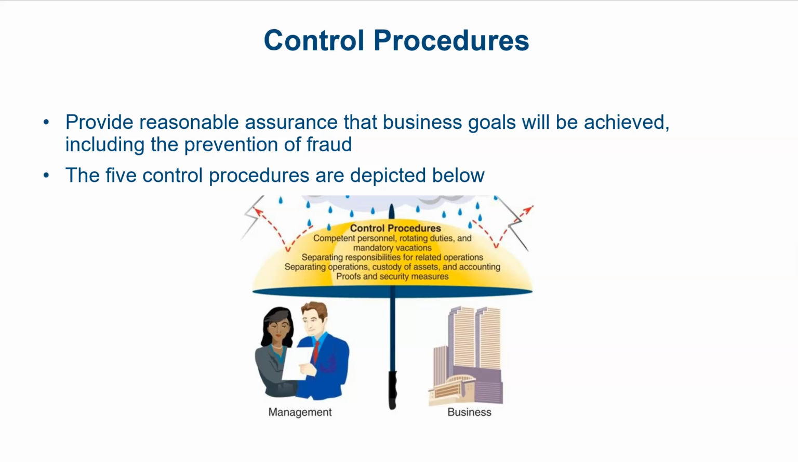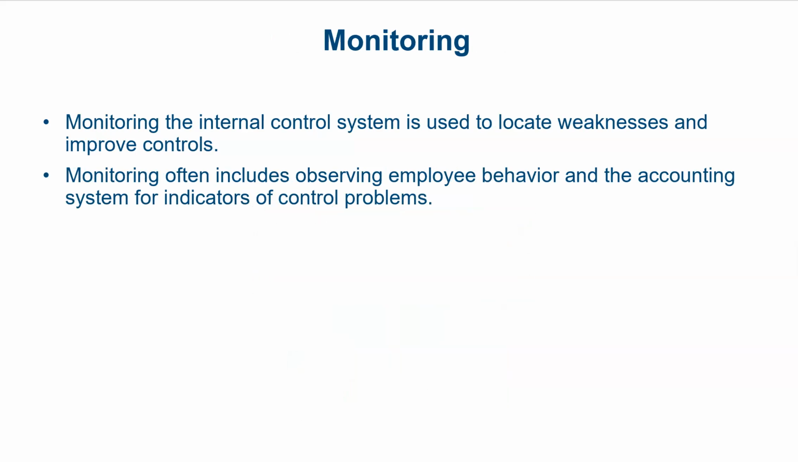Separating responsibilities for related operations. Separating operations for custody of assets and accounting. And then doing proofs and security measures. So we're going to learn one real important proof, which is our bank statement reconciliation.